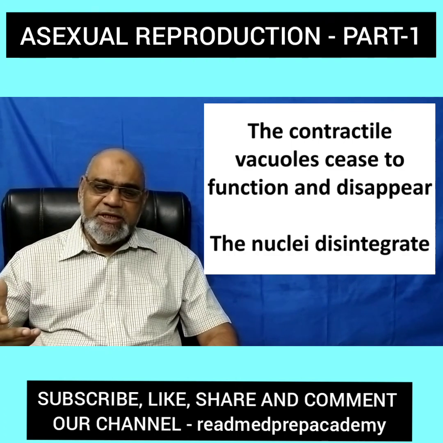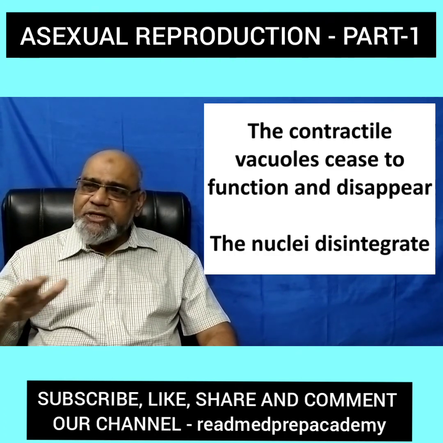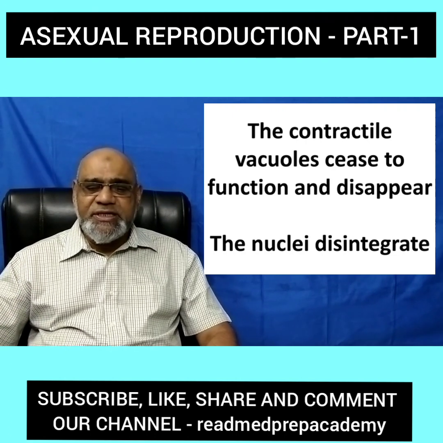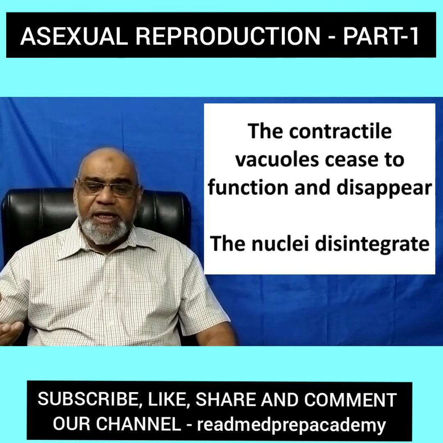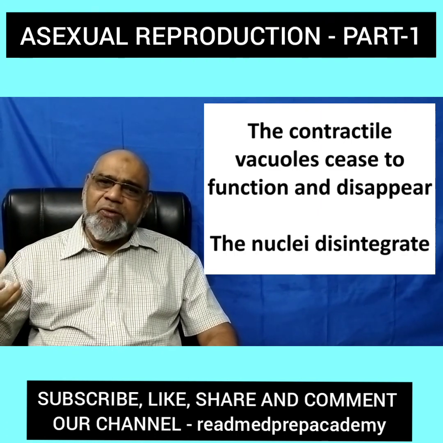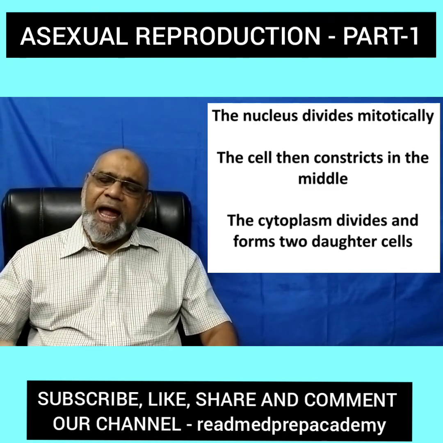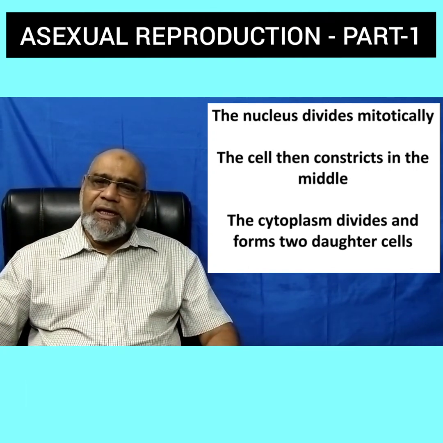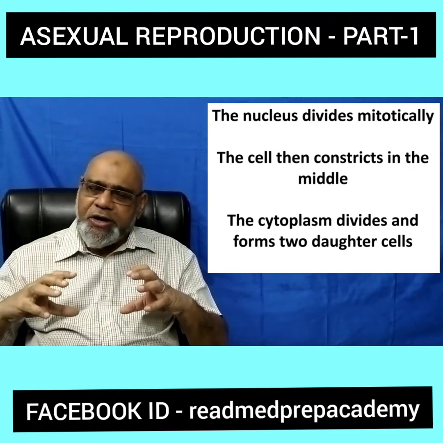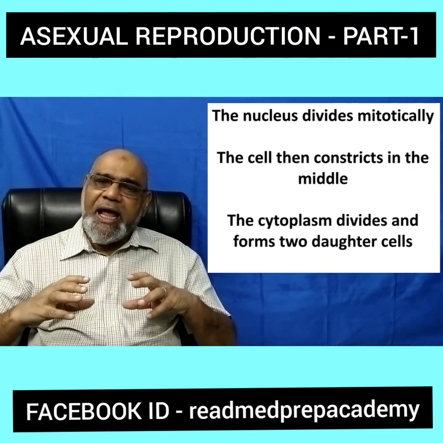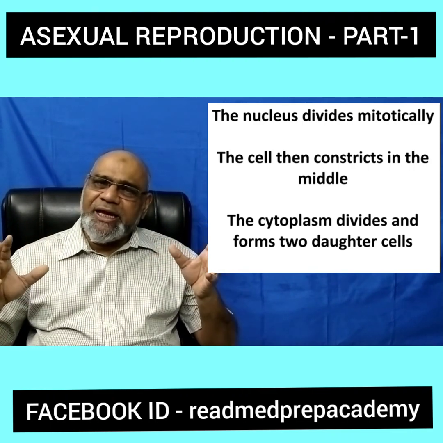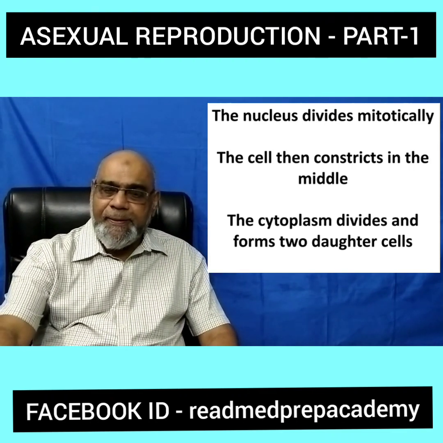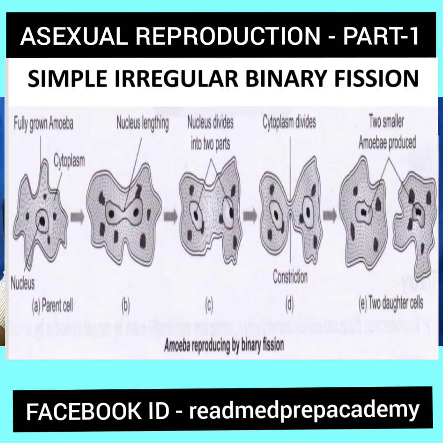What happens in this? The contractile vacuoles cease to function and disappear. Slowly, the nucleus also disintegrates, and the nucleus divides mitotically into two. Later, a constriction appears in the cell body in the middle and the cytoplasm divides, resulting in two new daughter individuals. This is simple irregular binary fission, which is seen in amoeba.